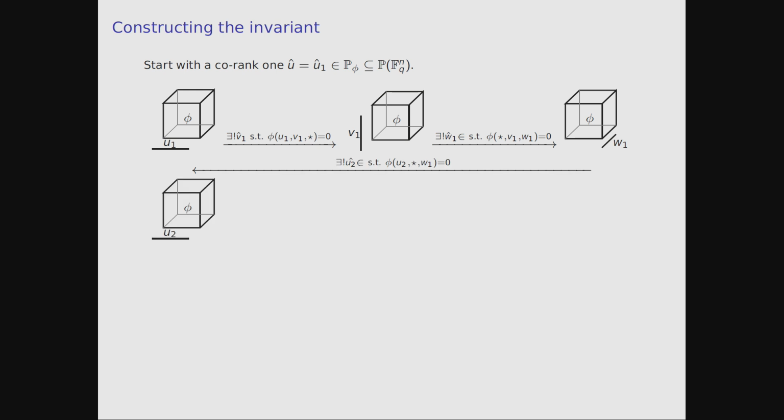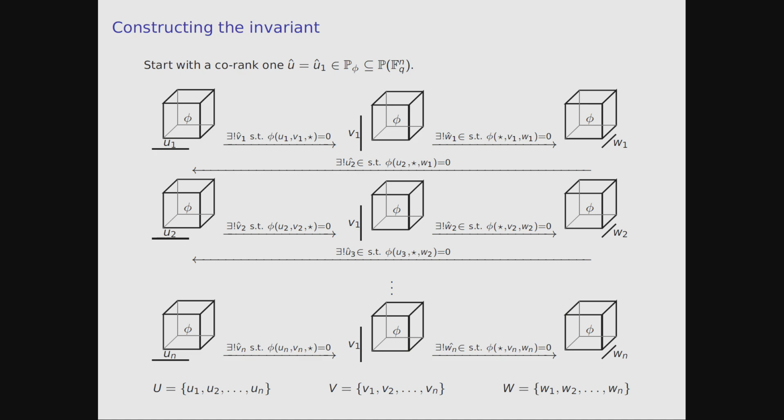I can go back to U2, right? And at each step, the only reason to stop is if instead of a corank precisely 1 projective point, I get corank 2. And I'm hoping that doesn't happen too often. If the field size is big enough, it doesn't happen. Right, so to what end am I doing this iteration? And I'm going to do it n times, right?